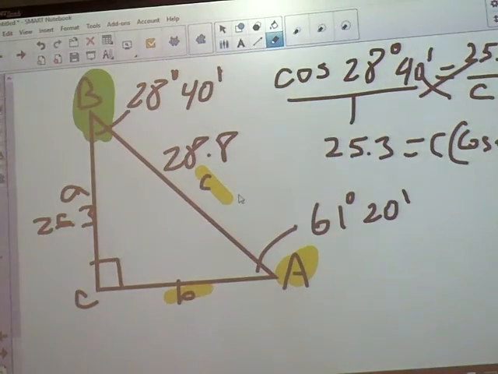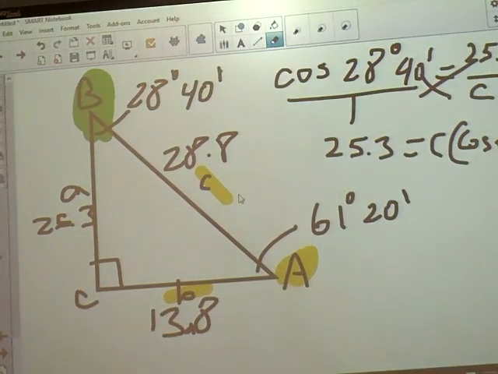So how long is side B? Y'all got all that? I got 13.83. That is good. I'm going to round it just to 13.8. I like it. Okay, everybody all right?